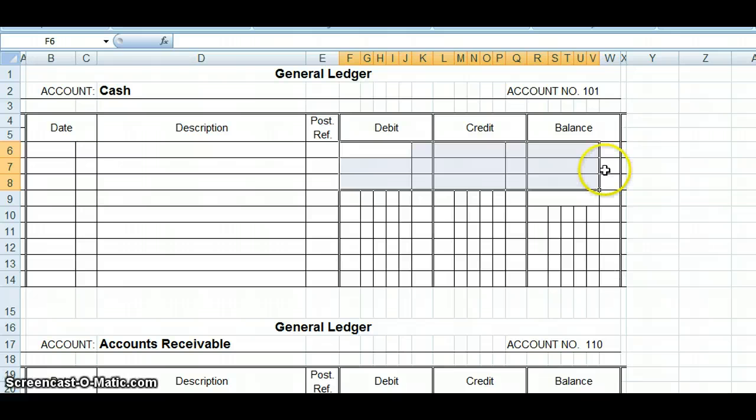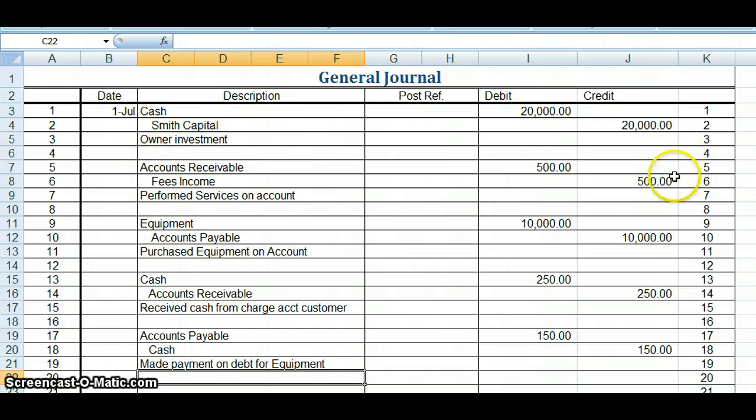Well, let's get started and try actually journalizing some transactions. We'll go back to the journal. I have transactions set up here for you. I did a few, and we will post them to the ledger. So the first one is cash and Smith Capital. It says owner investment. The owner invested $20,000 into its business.